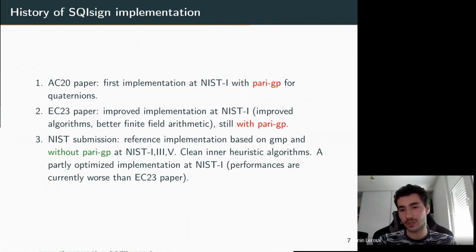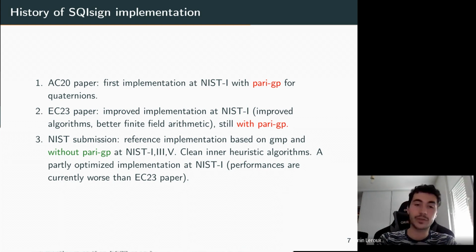So we made an implementation of this scheme, and before giving you the results, I just want to explain a little bit where we come from, because it explains a little bit also the performances that we get. The first implementation of SQISign was done for the first paper, which was published at AsiaCrypt 2020. This first implementation was only for NIST-1 level of security, and it used pretty heavily PARI/GP to make all the quaternion computations. Then there was an improvement paper published at EuroCrypt 2023, which improved several aspects of the implementation.